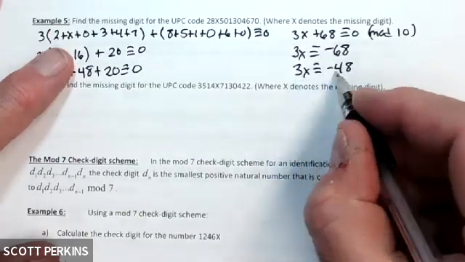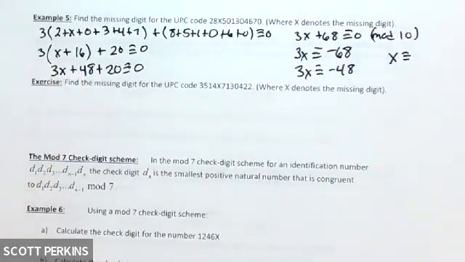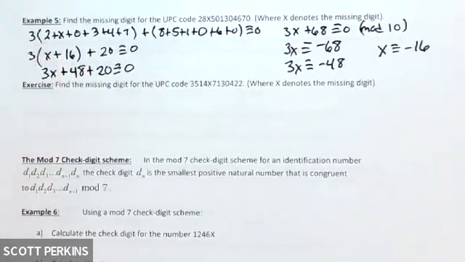And when I divide both sides by 3, when you divide negative 48 by 3, you get negative 16. And again, negative 16 is not a number from 0 through 9. And so I just need to know what congruence class this is in. And so you add 10 to this.